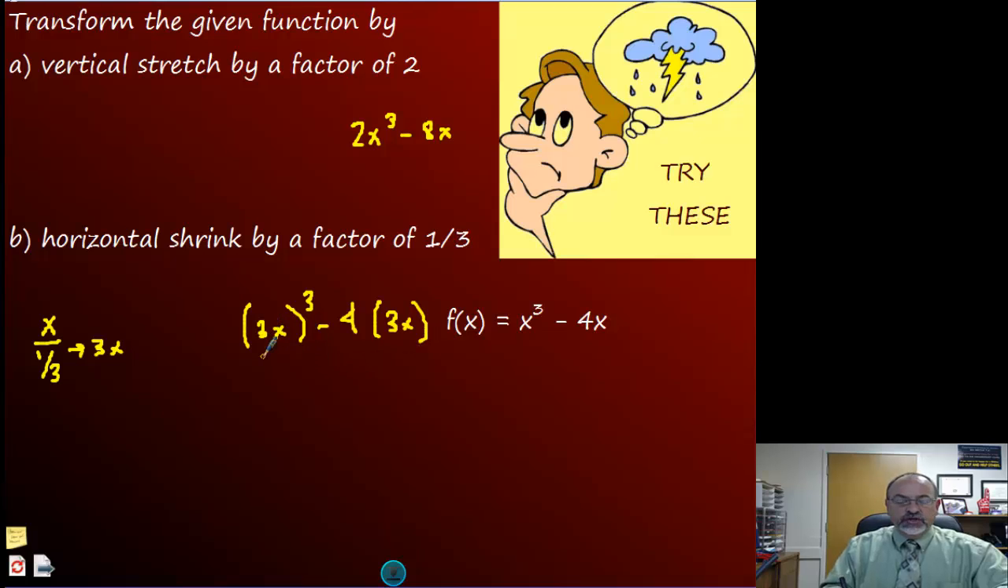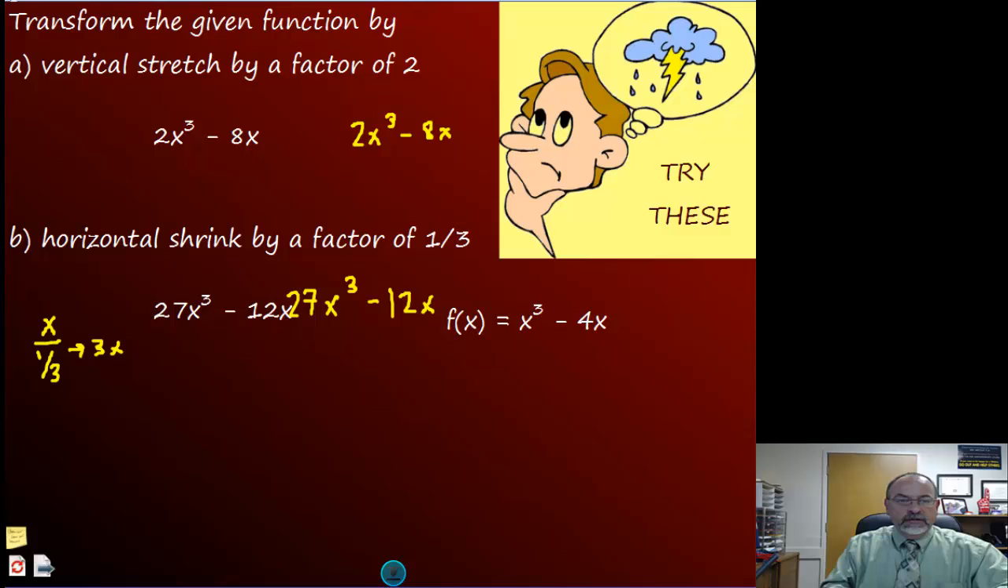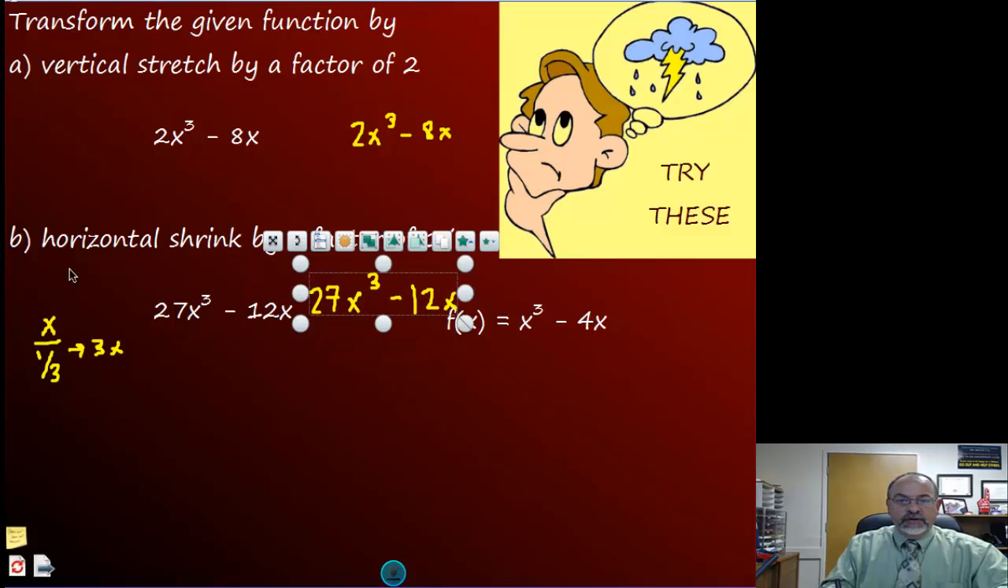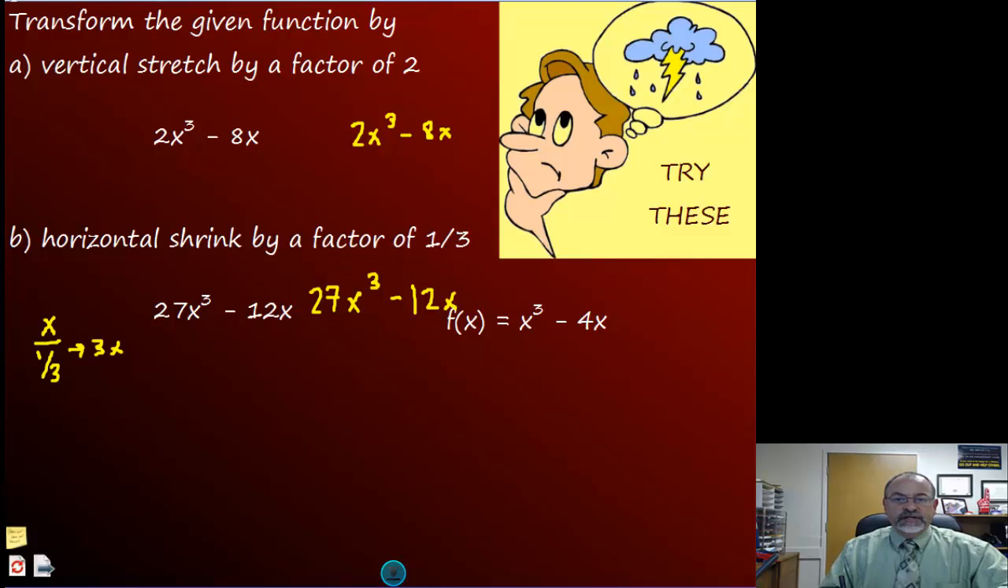So 3 cubed is 27, 3 times 3 times 3, and then the x cubed, and then negative 4 times 3 is going to be negative 12x. So that should be my horizontal shrink by a third, and we check that out, and that's what we have. So 27x cubed minus 12x, and for the stretch, 2x cubed minus 8x, so that would be correct.